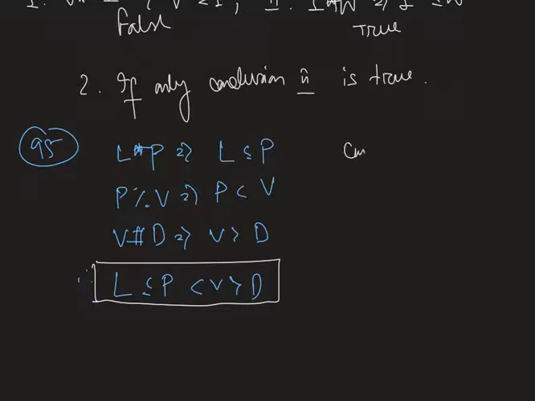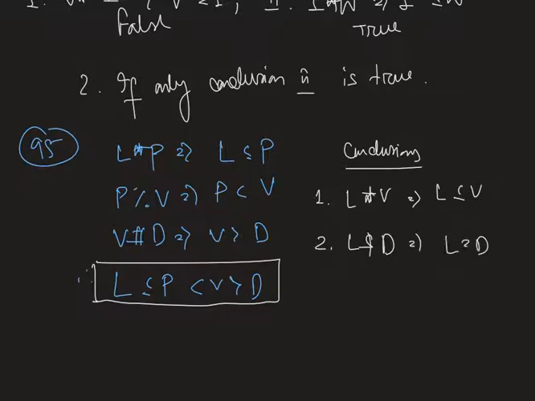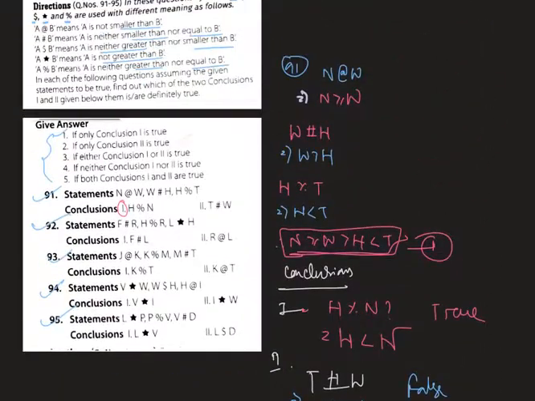Now let's check the conclusions. The conclusion 1 is L star V, which is equal to L is less than equals to V. And the second one is L dollar D, which implies L is equals to D. Hence we can say that both the conclusions are false. Hence option 4 is true, that is if neither conclusion 1 nor 2 is true.